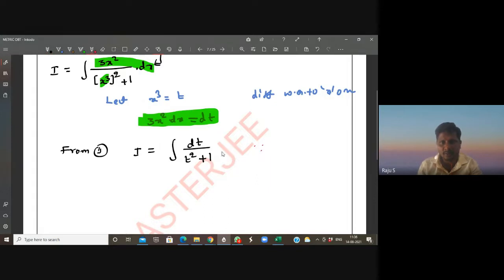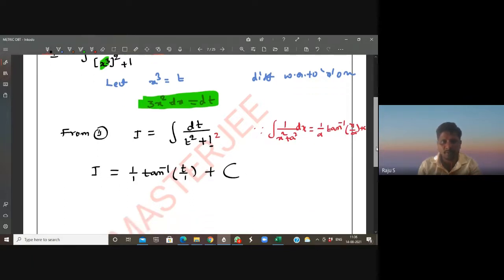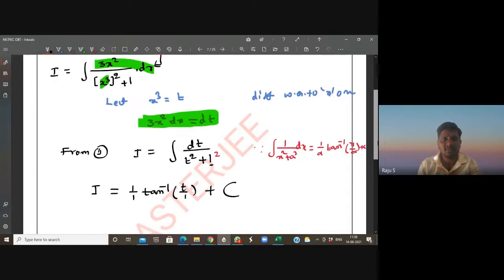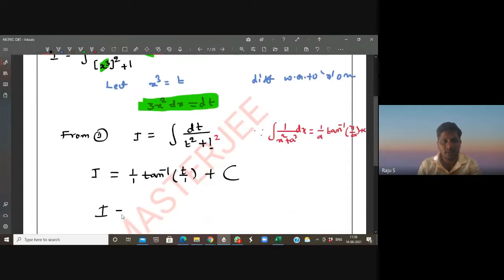What is the standard form? It is in the form of 1 by x square plus a square dx. What is the formula, students? 1 by a tan inverse x by a plus c. Am I right? What is the a value? 1. Shall I write this is equal to 1 by 1? The a value is clearly 1. Tan inverse of t by 1 plus c. When you apply the formula, you can write. At last, what is the t value? You have to replace the t value. So I is equal to tan inverse of x cube.